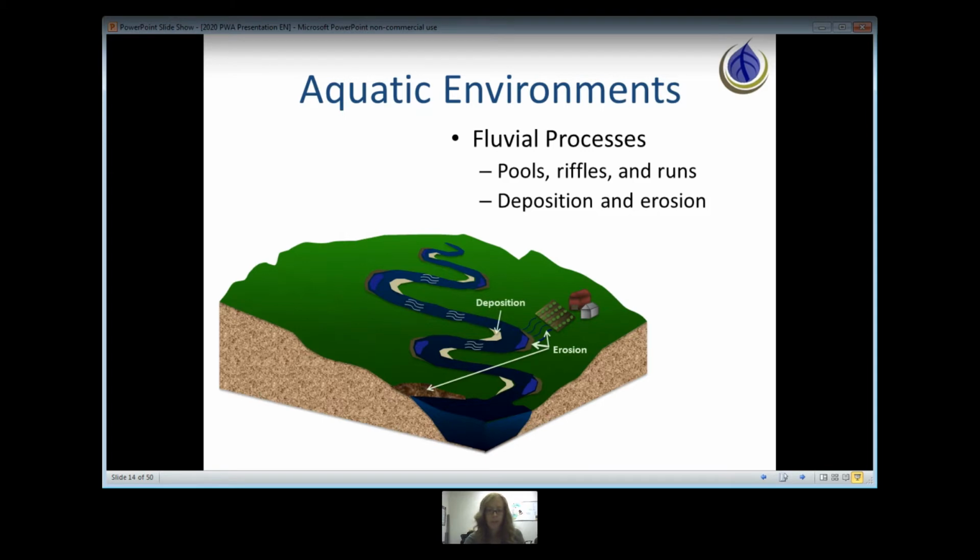But where there's erosion, there's also deposition, so this loose sediment will have to land somewhere, and it mainly deposits in the inner part of meanders. And we also have the formation of pools on the outer edge of meanders mainly. And between these pools, we'll have riffles, which is our fast-flowing water, and our runs that are slower running water.